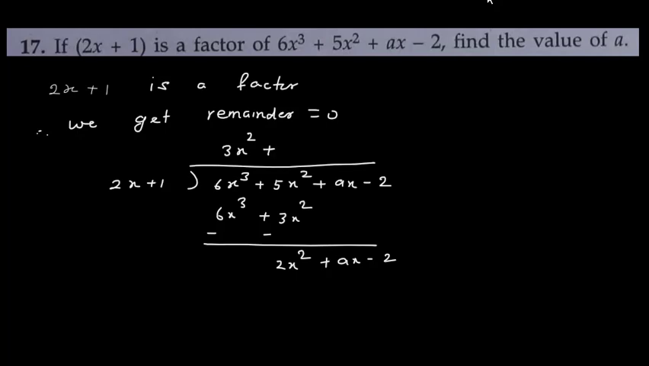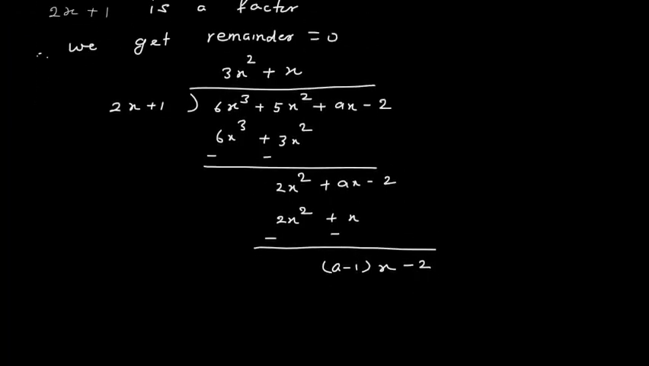Then this is 2x plus 1. So what I will do? I will write here x. So x multiplied by 2x is 2x square. x multiplied by 1 is plus x. I will subtract. So here I will get a minus 1 times x minus 2.